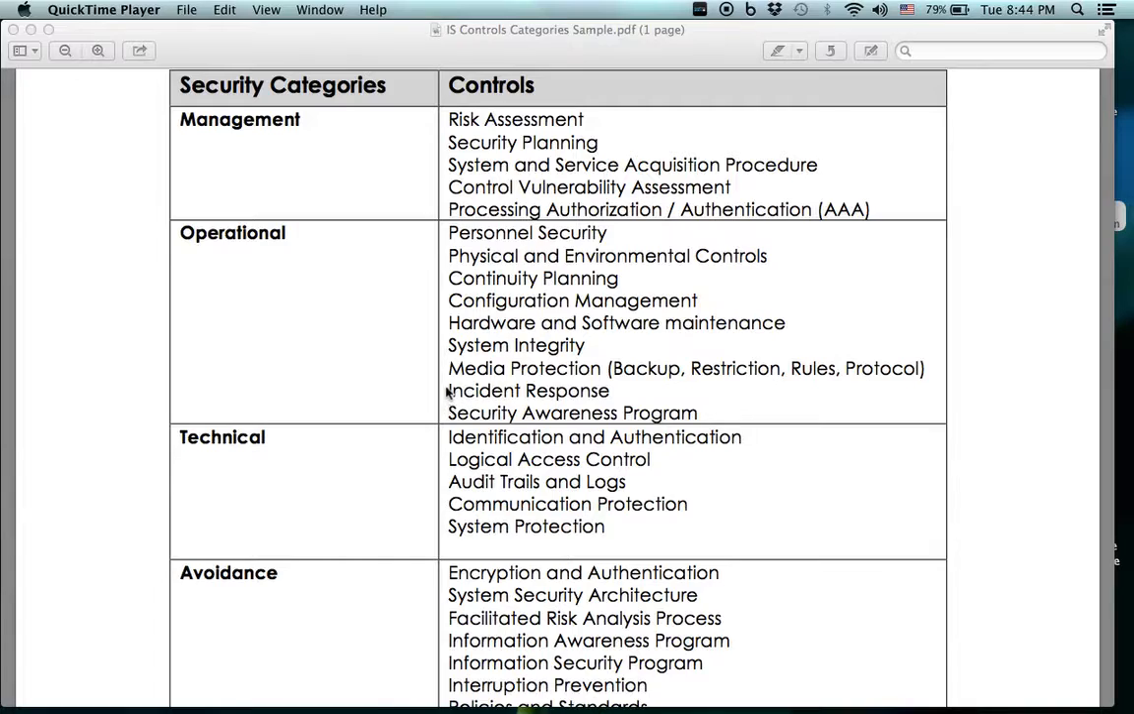So the next is incident response. Incident response is very important. We make sure the readiness state of system recovery is in place in case of system outage or failure point or whatever from internal attack. And the last one is the security awareness program, also included in the operational control.